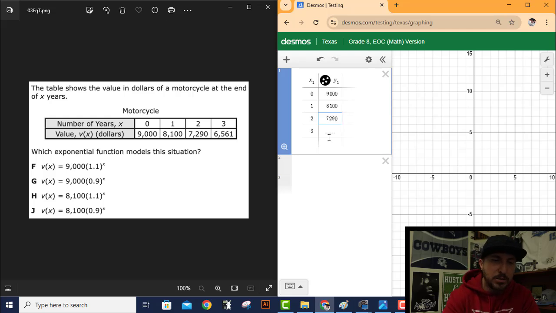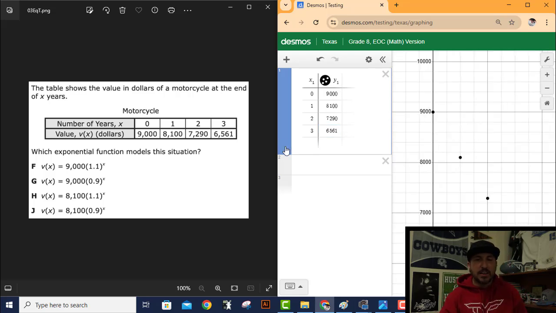Oh my gosh, is he going to do this for all of them? No, I'm not. I just learned my lesson. There we go. I have them all. Now, once you have all the points typed into your table, you are going to hit the magnifying glass, and it's going to zoom in to where those points are. Let's see. There's the points.